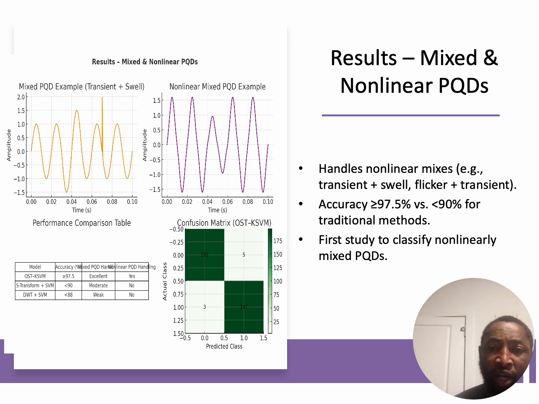This slide shows the results for the mixed and nonlinear power quality disturbances. Take a look at the visual plots shown here. The top left is an example of a mixed power quality disturbance, transient plus swell. And the top right is an example of the nonlinear power quality disturbance, the distorted waveform. The bottom left is the comparison table of the OST and the KSVM, which outperforms the traditional model, greater than 97.5 versus less than 90%. The bottom right is the confusion matrix, which shows near perfect classification performance.